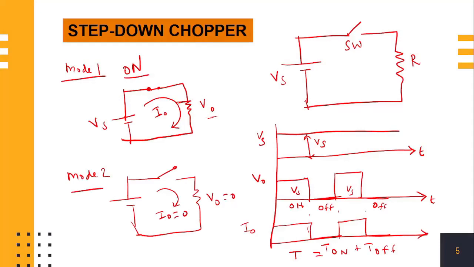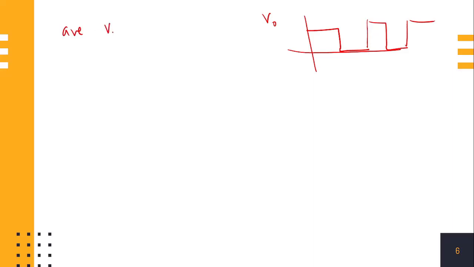On time and off time. Once again we will repeat the waveform here. This is the output waveform we are getting from V0. Even though this output is a DC, it is a pulsating DC, so we need to find the average value. The average value, which we can call V0, is equal to area by base.